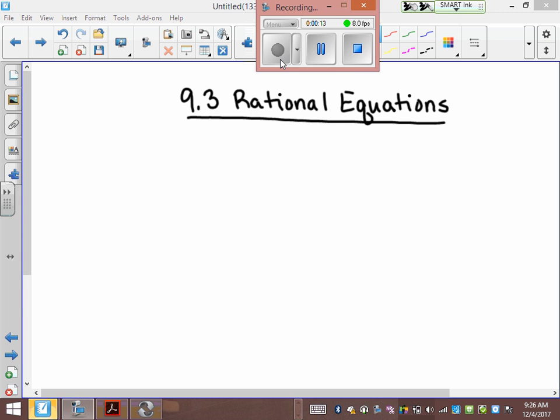So today's lesson will be easy. The reason why today's lesson will be easy is you did it last year. Remember how I told you solving radicals was easy because you did it last year? Solving rationals will be easy because you did it last year. So solve x over x minus 2, x minus 2 plus 6.